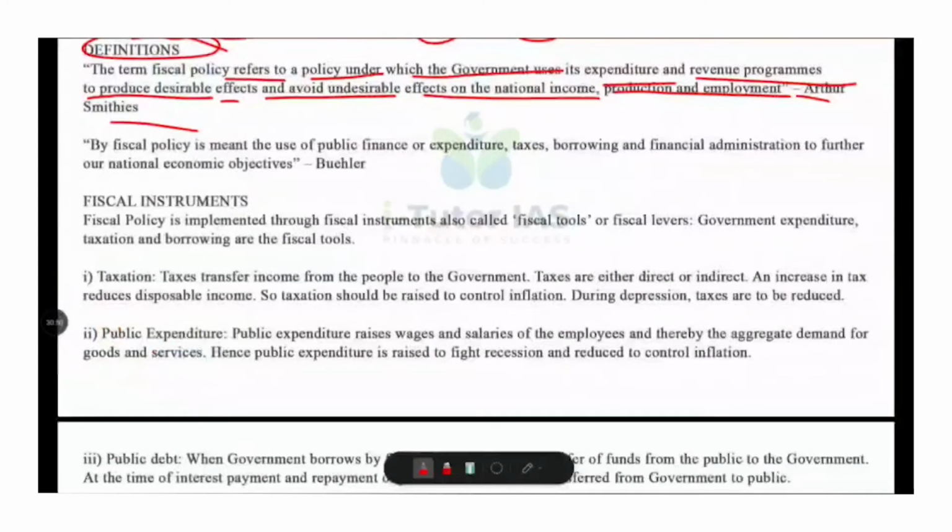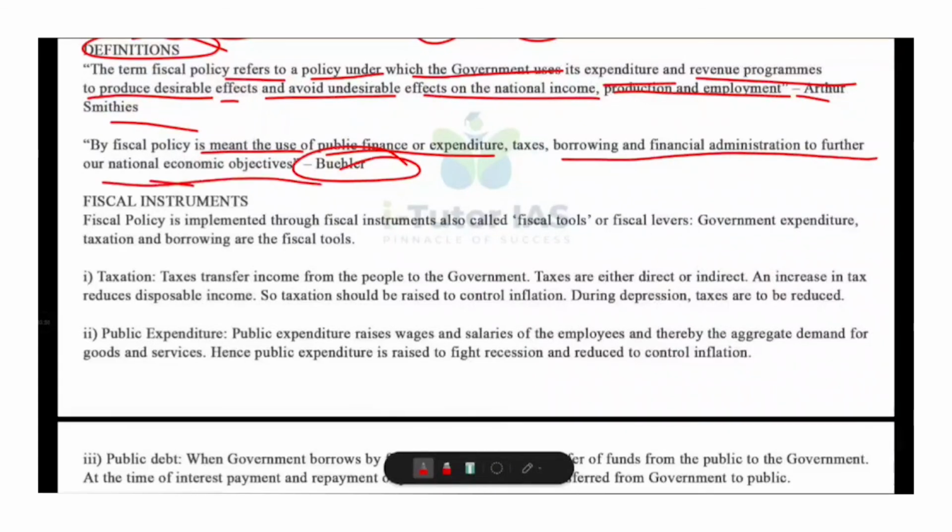Now Buehler's definition. By fiscal policy it means the use of public finance or expenditure, taxes, borrowing and financial administration to further our national economic objectives. That is, Buehler expands the meaning by including 4 tools, that is public expenditure, taxes, borrowing and financial administration. He says all these are used to achieve national economic goals like growth, stability, employment and equity. So for Buehler, fiscal policy is equal to all government financial activities aimed at achieving economic goals.